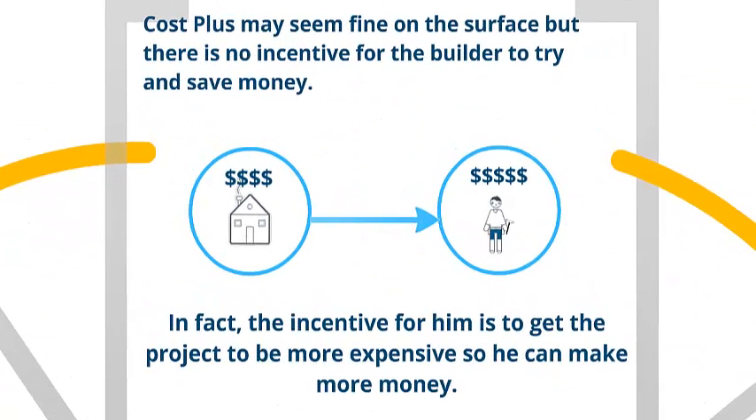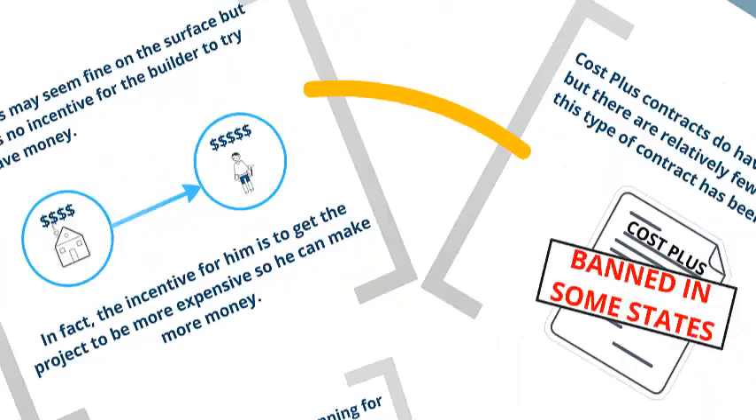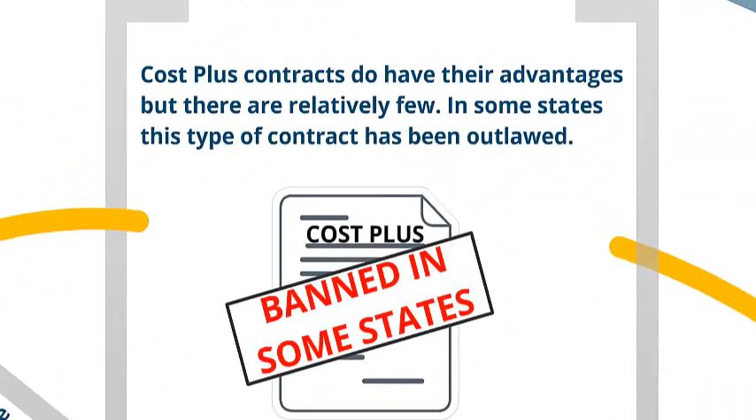This may seem fine on the surface, but there is no incentive for the builder to try and save you any money. In fact, he's realistically encouraged to get the project more expensive so that he can make more money. Cost-plus contracts are no different to having someone working for you on wages, and the longer it takes, the better for them. Something to be aware of is that cost-plus contracts are actually not endorsed in some states. Now what this means is that the regulatory authority won't support you in any type of contract dispute.